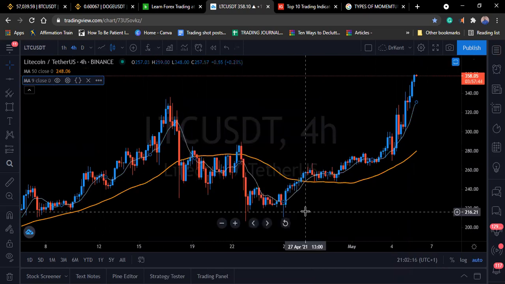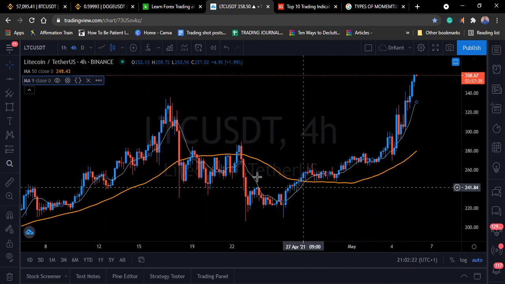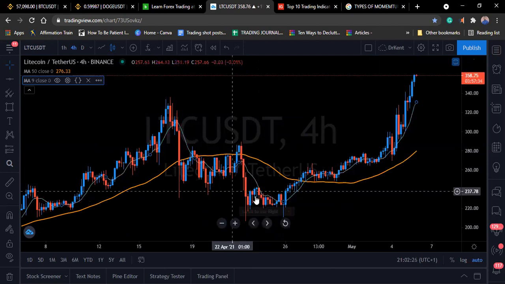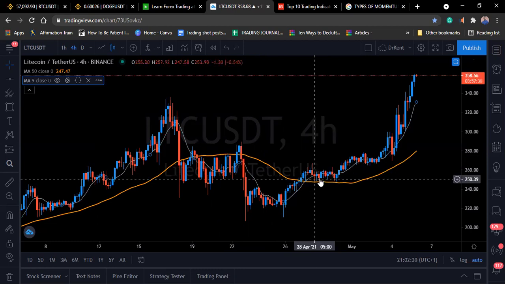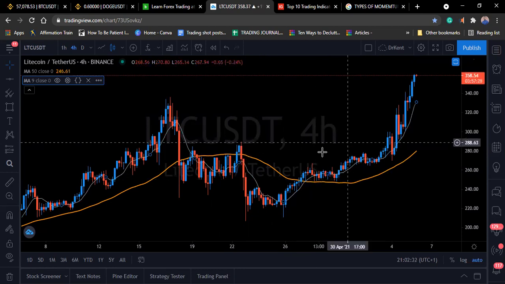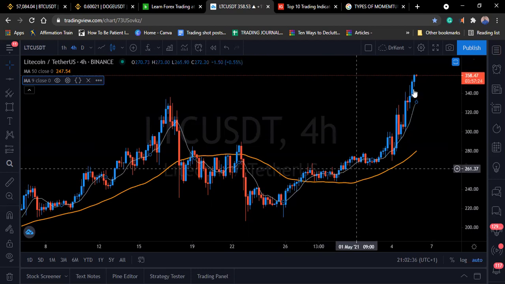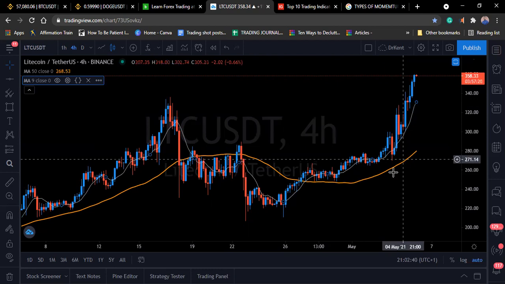You could have another strategy that says whenever this white line is below this yellow line, I would look for selling opportunities. I won't try to buy. But as soon as this white line crosses above the yellow line, I'll be looking for buying opportunities. I'll just buy and stay in the market until this white line crosses back below the yellow line.